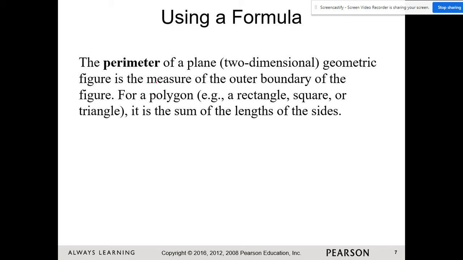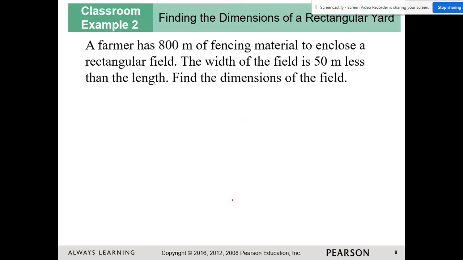Perimeter refers to the measure of the outer boundary. If we have a polygon, for example, a rectangle, square, triangle, we add up the lengths of the sides. For perimeter, you always add up the lengths of the sides. That's important to know. So we have a farmer, and he has 800 meters of fencing to enclose a rectangular field. Just a heads up, I love to put this question on a test or a quiz or a homework assignment. So this is an important one.